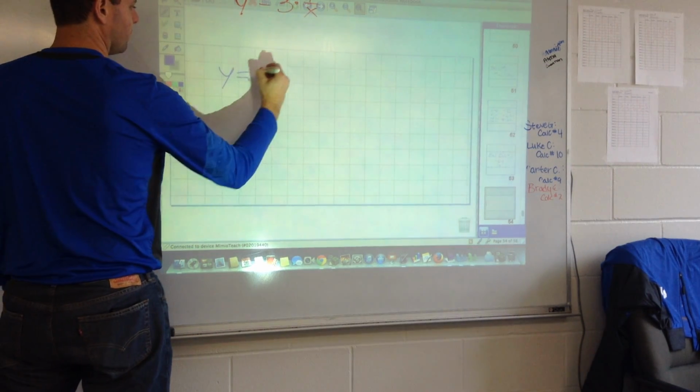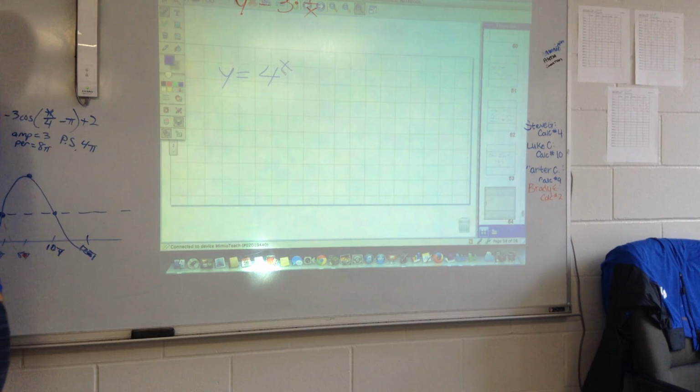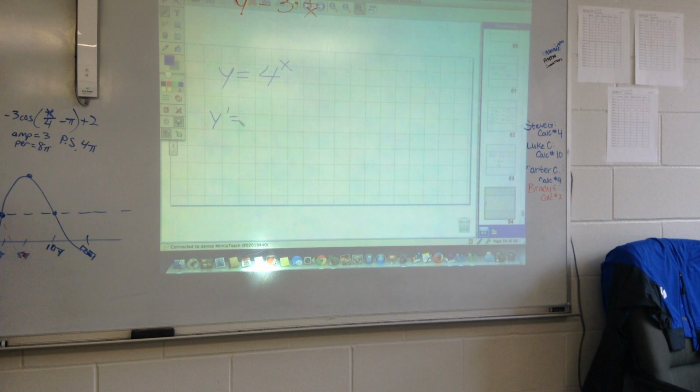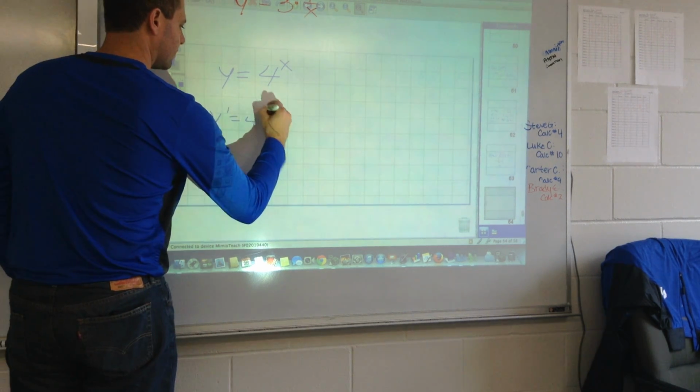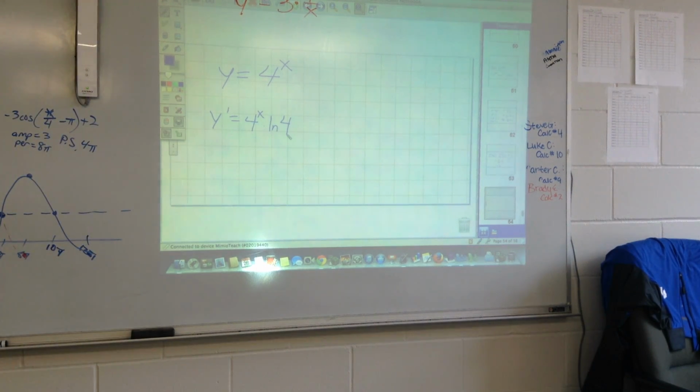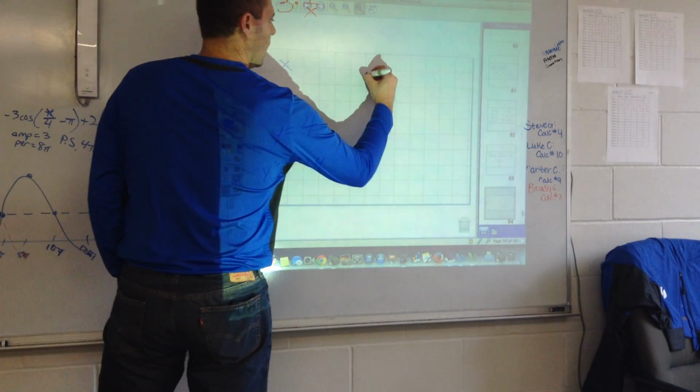So, we'll start simple. y equals 4 to the x power. What's our derivative? Yep, 4 to the x times the natural log of 4. And you don't need to type in natural log of 4 to see what decimal that is and put that decimal in front of 4 to the x. We'll just leave it like that. That's it. Okay? Let me do a chain rule one.